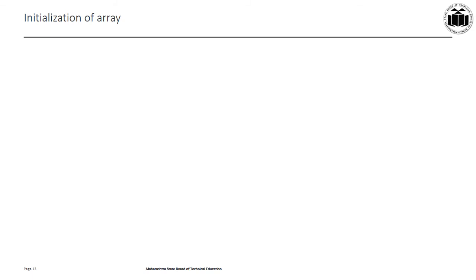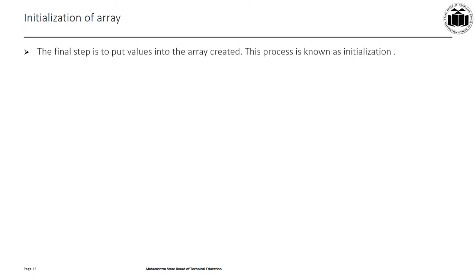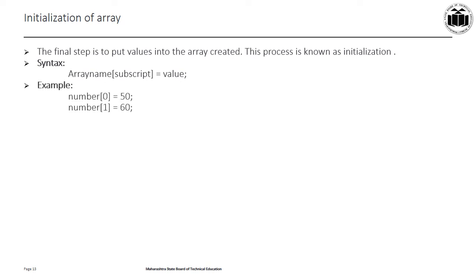Now how to initialize an array? The final step is to put the values into the array created. This process is known as initialization. So you need to write the name of the array, and in the square bracket you need to mention the index, or you can say subscript, equal to the value. So here is the example. number[0] is equal to 50, number[1] is equal to 60. That means on the 0th index you have saved 50 and on the first index you have saved the value 60.